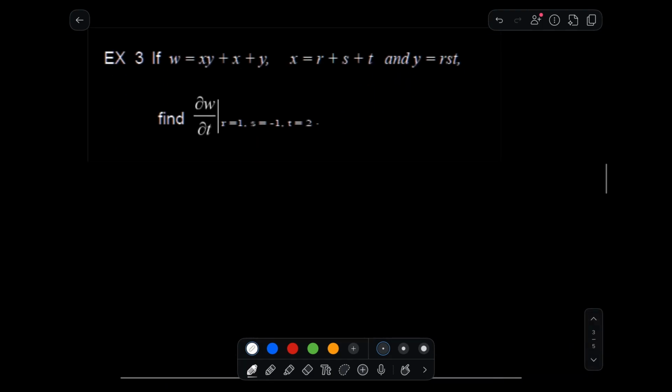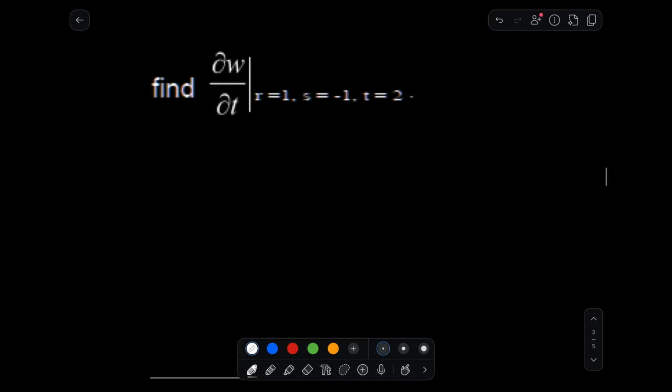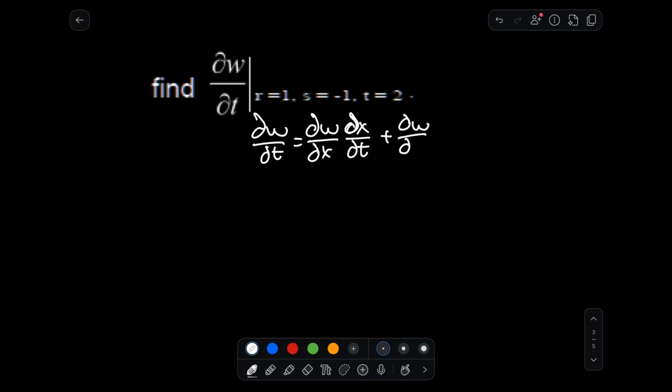Example number 3. This is another example. Again, if you want to try this on your own, feel free to pause the video. This will involve a lot more plugging and chugging because you're actually getting a value from the chain rule. And let's get right into it. So again, we're going to apply the same rules that we did before. It's going to be ∂w/∂t equals ∂w/∂x ∂x/∂t plus ∂w/∂y ∂y/∂t.